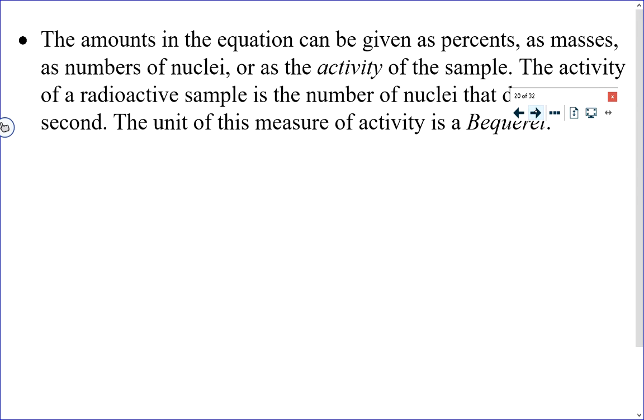Now the amounts in this equation, the capital N and the capital N sub 0, could both be percents, they could both be kilograms, they could both be numbers of nuclei, or they could be what we call activity. Activity is how many decays are occurring each second. The unit of activity is called a becquerel. So it doesn't matter what units you choose for N0 and capital N. What's important is that you have the same unit of measurement for both.